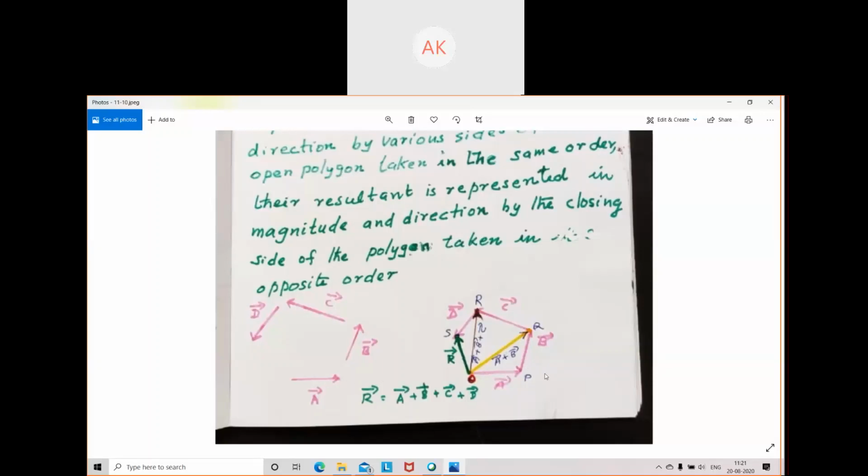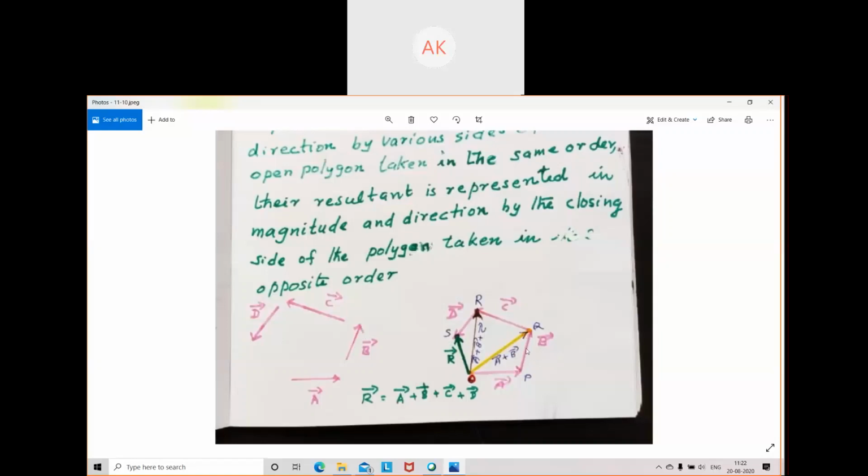I have drawn it here: OP. Vector OP is vector A. I have taken the same magnitude, that means measured with a scale and drawn, and I have noted the same direction also. So you also have to do it like that. Next, you have to check whether vector B can be represented as the other side of the polygon. When you do it, you have to find out the magnitude and also the direction.